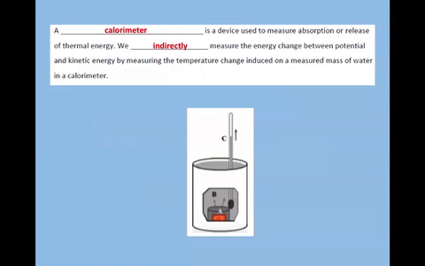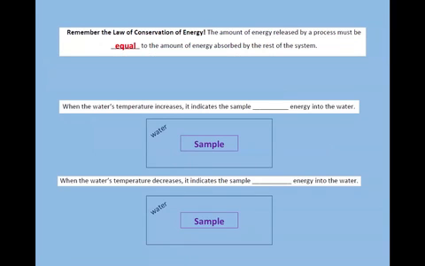So we indirectly measure the energy change between the potential energy involved with a process that's undergoing, and then kinetic energy, when energy is being transferred, which we can measure in terms of temperature changes. So first off, always keep in mind the law of conservation of energy. Remember that the amount of energy released by one process must be equal to the amount of energy absorbed by the rest of the system, and vice versa.